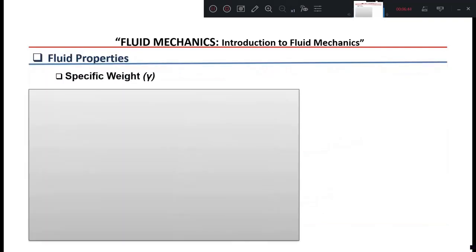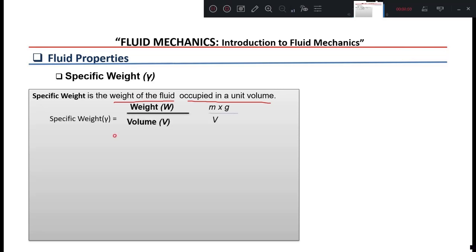Let us take the second property, the specific weight. It is represented with the symbol gamma. It can be defined as the weight of the fluid occupied in a unit volume. Mathematically, the specific weight is weight by volume.